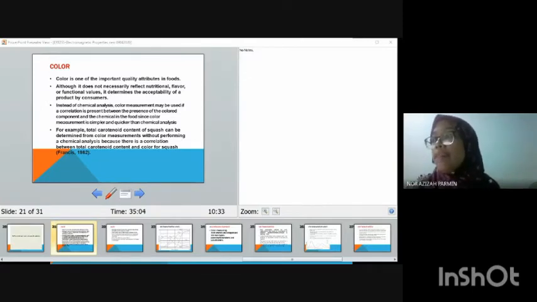Okay. Flavor or functional values determine the acceptability of the product by the consumer. So, instead of chemical analysis, color measurement may be used if a correlation is present between the presence of the color component and the chemical in the food, since color measurement is simpler and quicker than chemical analysis. In this case, what is the qualitative measurement and what is the quantitative measurement according to this statement?